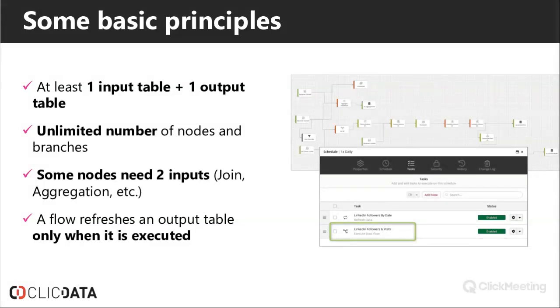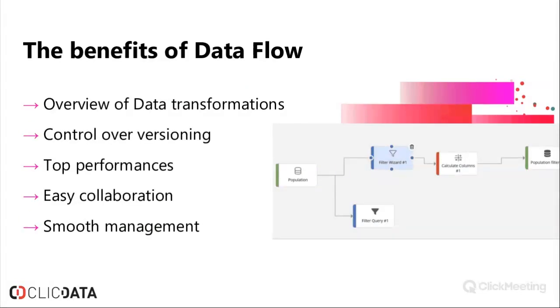And one important thing to know is that the flow will refresh the output table only when you execute it. So it's not automatic, meaning that when your input table refreshes, it will not automatically run the data flow. So you need to create a task in a schedule to run the data flow so that your output table is refreshed and updated.